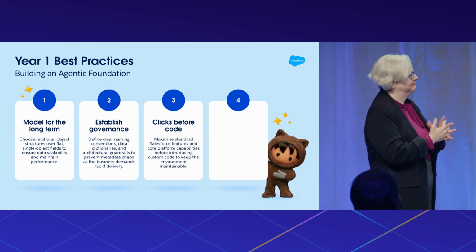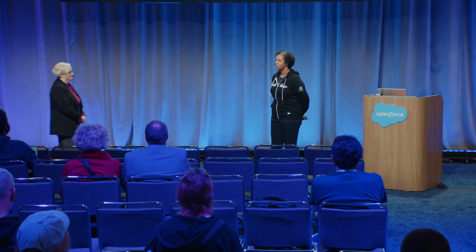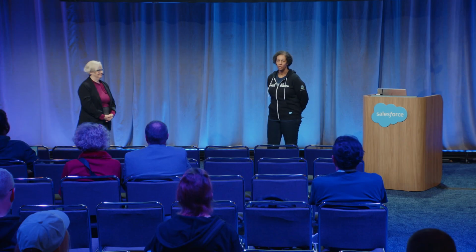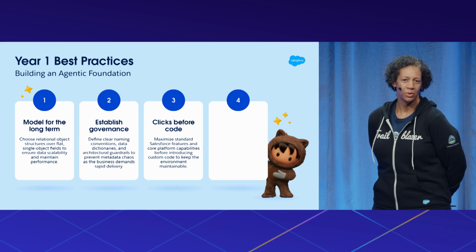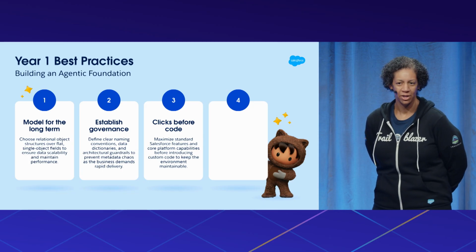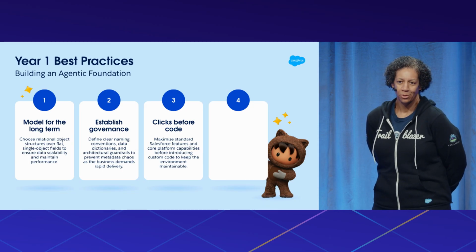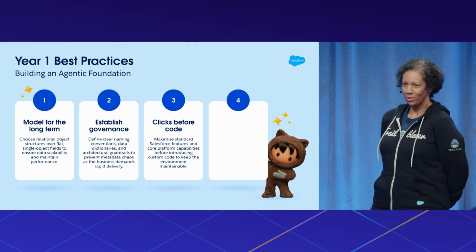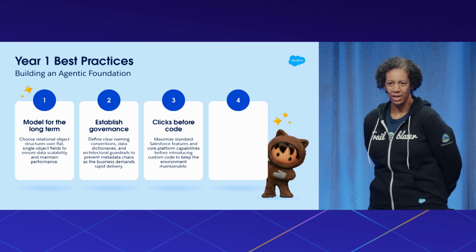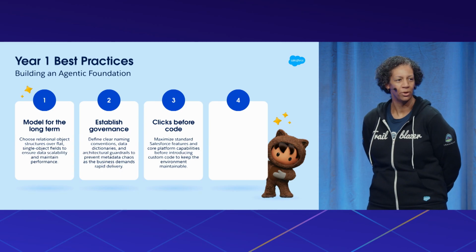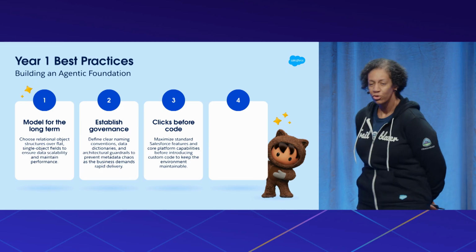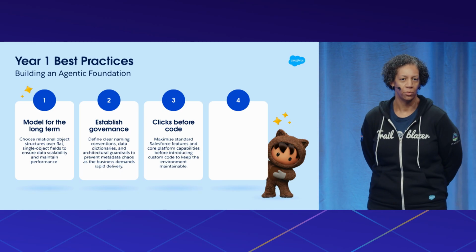So clicks before code when possible, right? Of course, use declarative tools, use what's out of the box as much as possible. Some flows are bulkified on the standard objects, right? Salesforce is optimized to work with standard objects behind the scenes, so you want to stick with that where you can. Try not to write code right up front, but we know the reality. We're architects, we've been there. Of course, you have to write code sometimes, we get it, but try to use out-of-the-box features when possible.